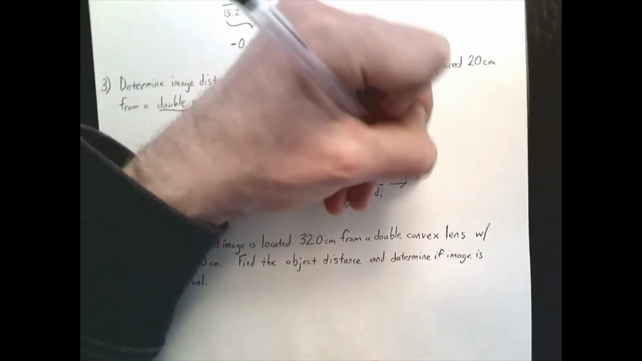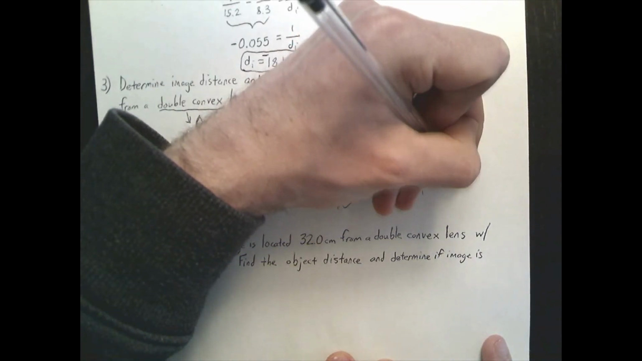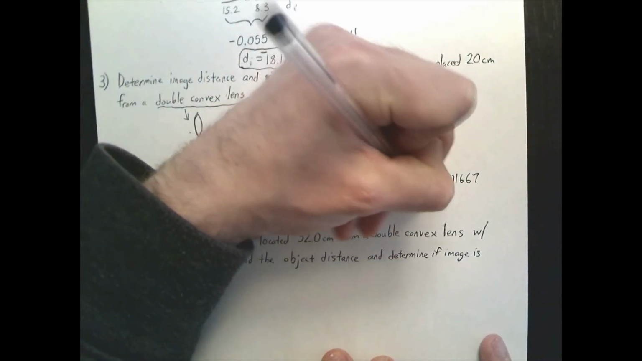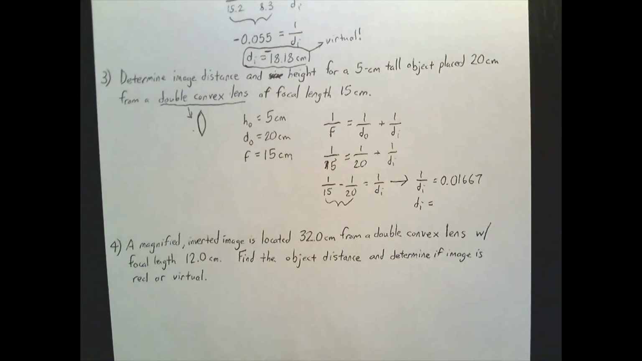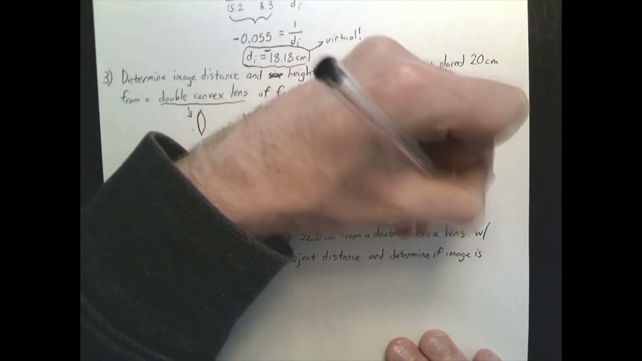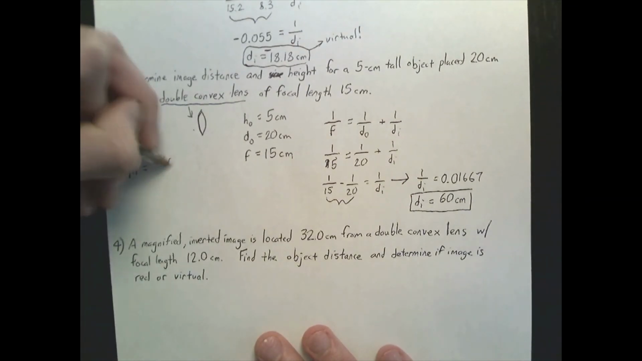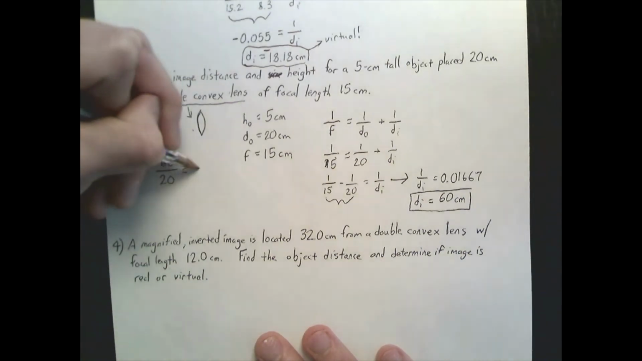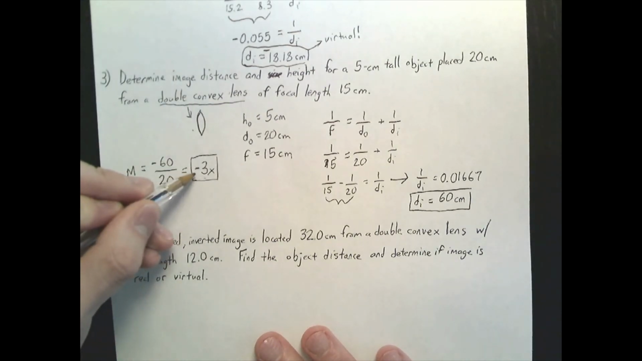And we get that 1 over di is equal to 0.01667. And we got to flip it to get a final image distance of about 60 centimeters. So this image ends up pretty far away compared to where it originally was. Got to get the magnification again, negative 60 divided by 20, our original value. And that's a nice even 3 times. So again, it's 3 times larger, but the negative sign tells us it's upside down.